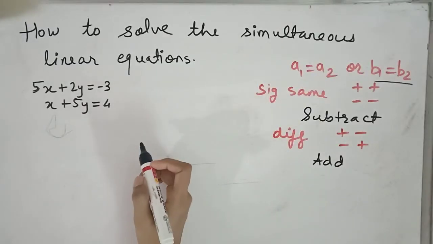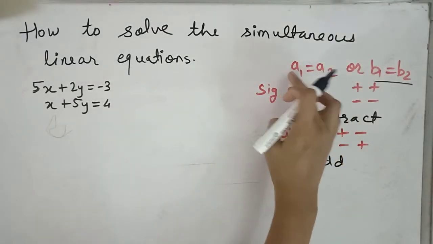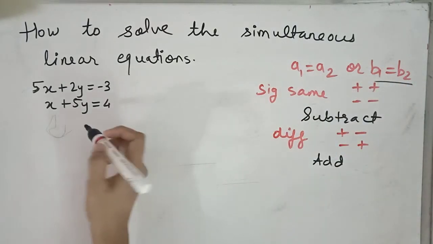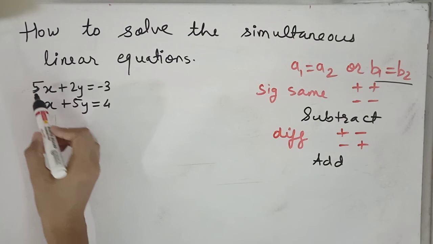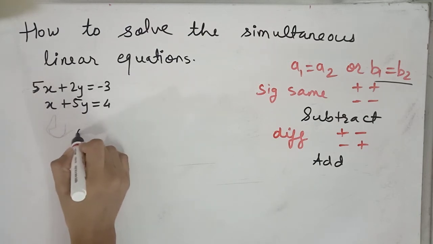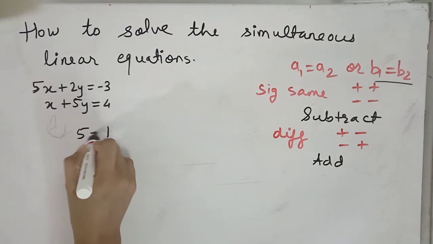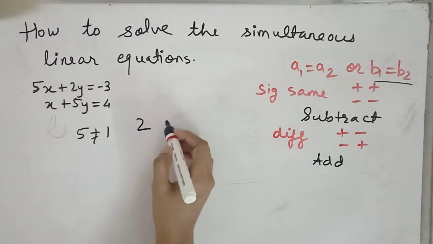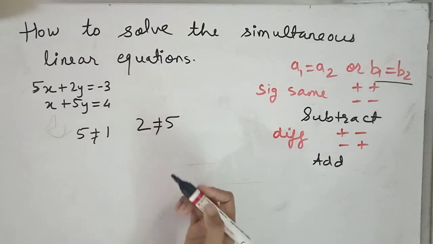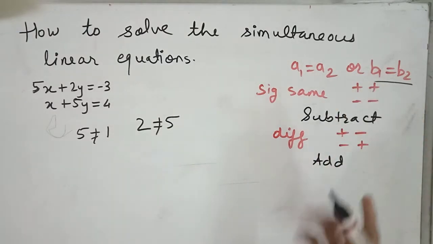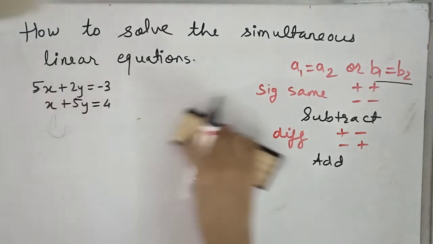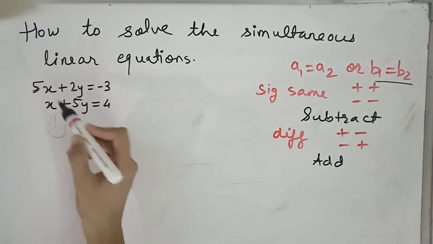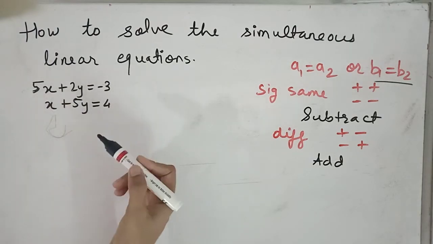Now we have seen sums where either a1 is equal to a2 or b1 is equal to b2. Now here we can see a1 and a2. a1 is 5 and a2 is 1. They are not equal. b1 and b2: b1 is 2 and b2 is 5. They are also not equal. So we cannot apply this.